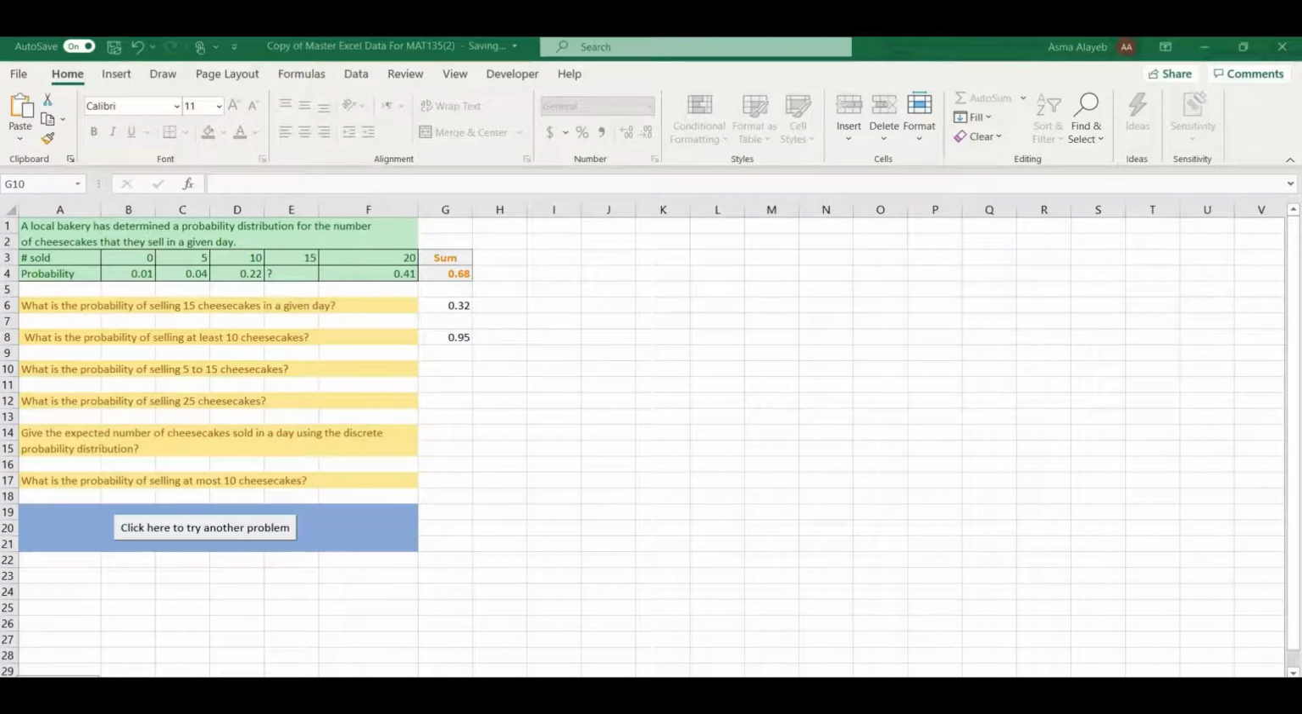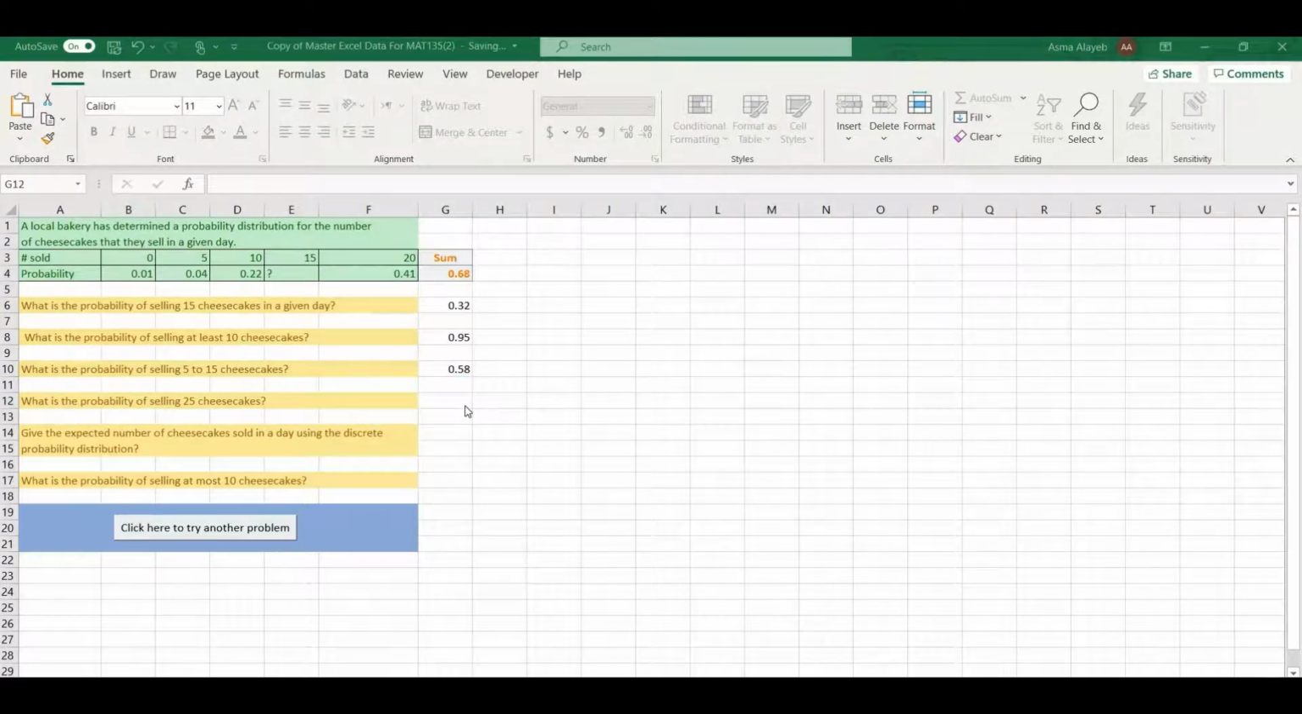The next question, what is the probability of selling 5 to 15 cheesecakes? That's selling 5 or 10 or 15 cheesecakes. So again, since those are mutually exclusive events, we're going to add these together. The answer is going to be the probability of selling 5 plus the probability of selling 10 plus the probability of selling 15. The answer is going to be 58% or 0.58.